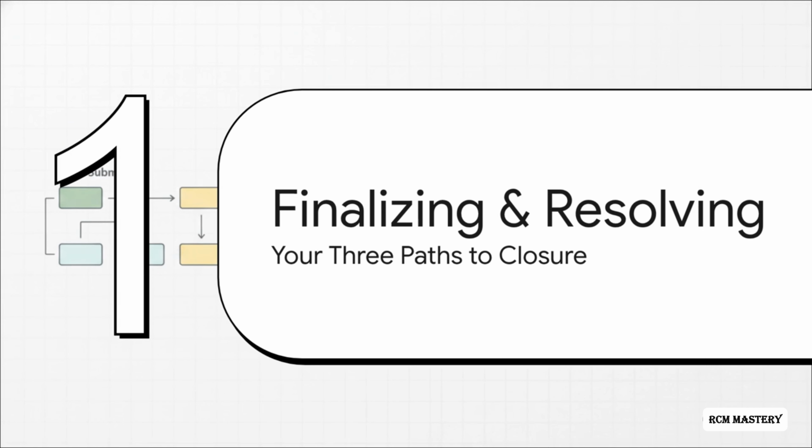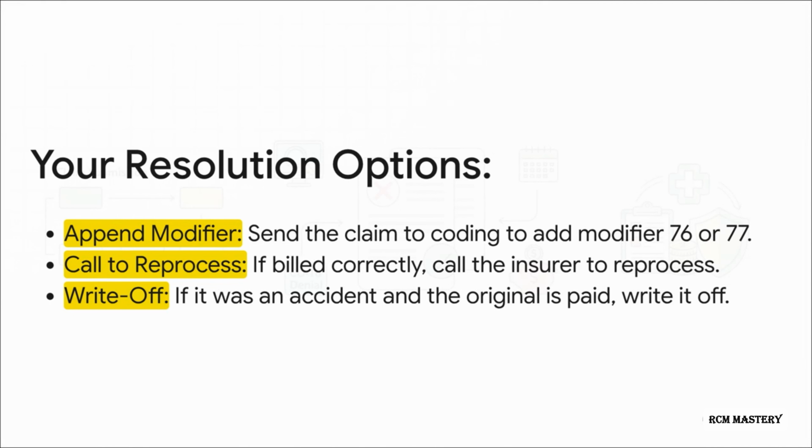Okay, so we've identified the problem, we've investigated the cause, and we've picked our tool. Now, let's bring it all home and look at the 3 final paths you can take to get this claim resolved and off your list for good. Think of this as your decision tree. Path 1, if you confirmed it was a legitimate repeat service that just needed a modifier, you append the right one, 76 or 77, and resubmit. Path 2, if you found the claim was actually billed correctly from the get-go, you call the insurer and ask them to reprocess it. And finally, Path 3, if it was a true accidental duplicate and that original claim is already paid, the right move is to simply write off the duplicate charge.